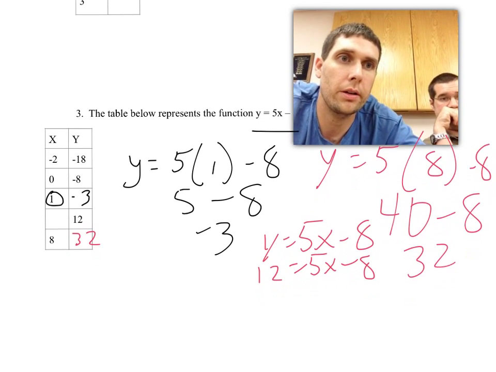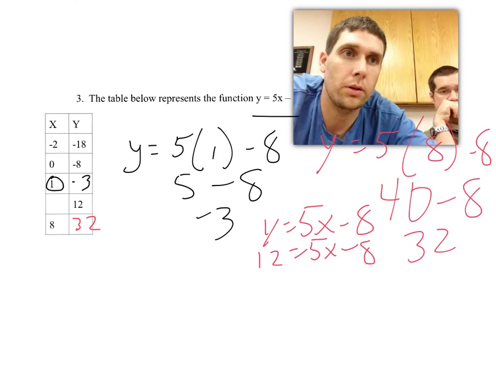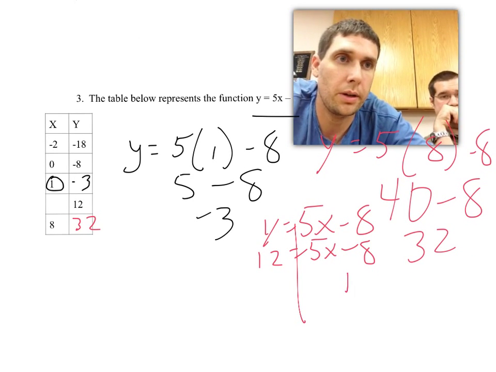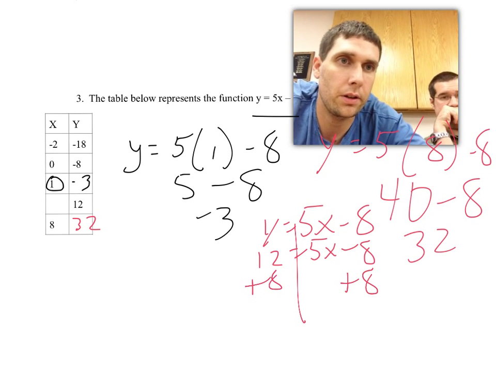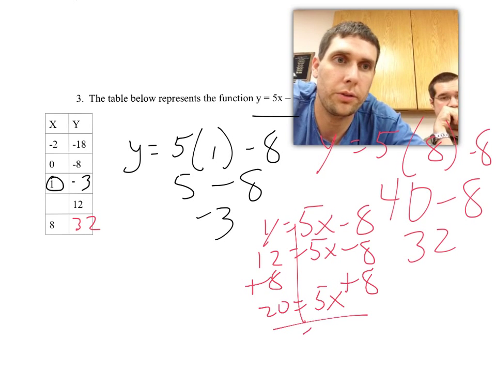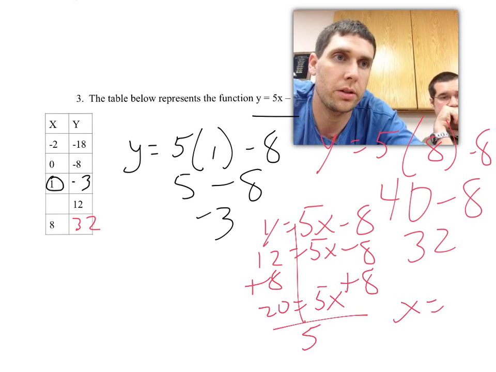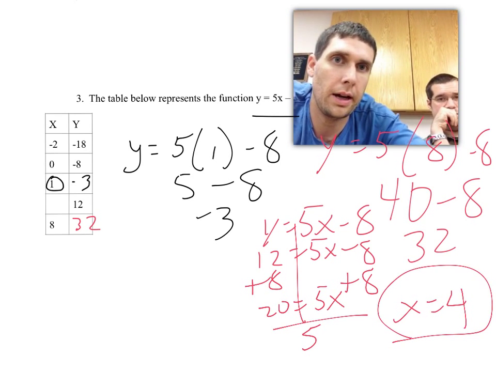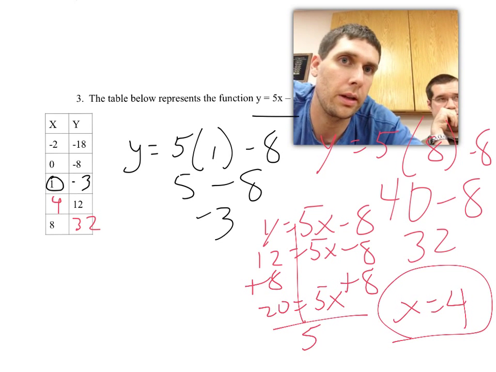And what I'm doing here is I'm just trying to figure out what x is. I'm going to add 8 to each side and then divide to figure out what my value for x is. Just a normal equation, divide both sides by 5. x must have been 4 in order for that output to be 12, so 4 is my input there in the x column.